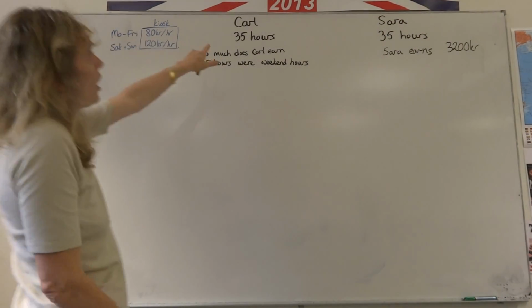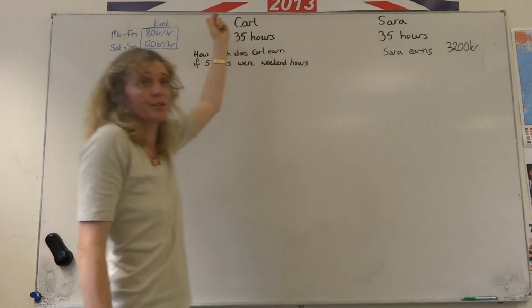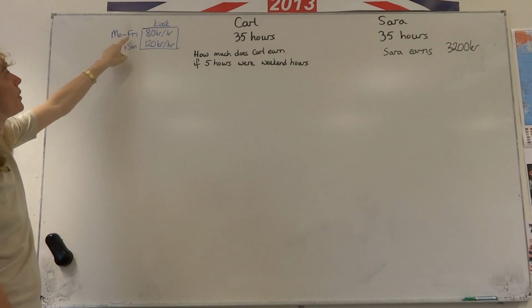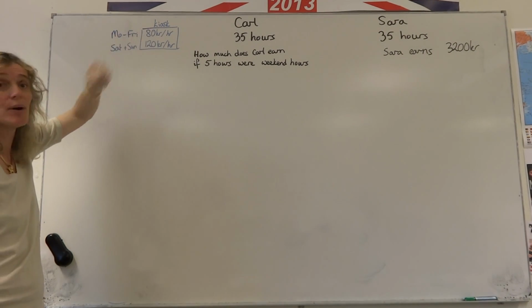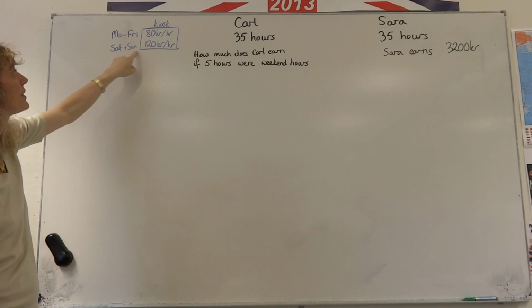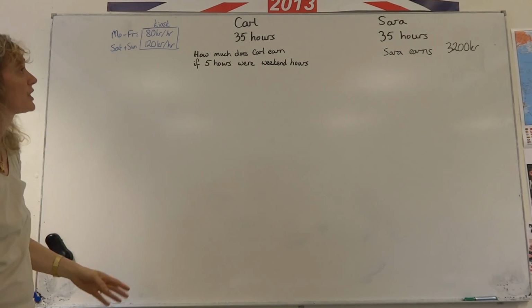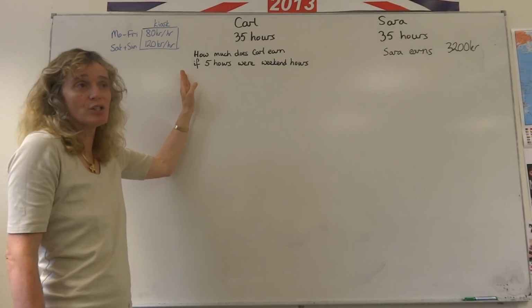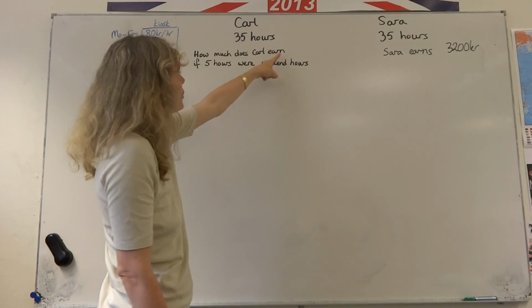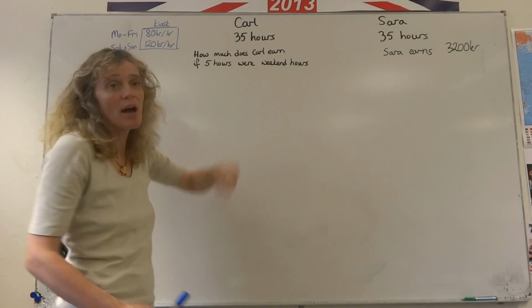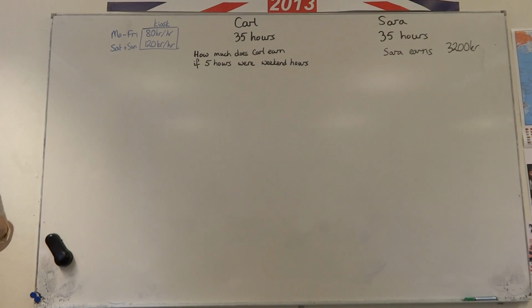So we got Carl and Sarah, and they're working in a kiosk. And if they work Monday to Friday, they earn 80 kronas an hour. And if they work Saturday and Sunday, they earn 120 kronas an hour. And we've got two parts to the question. Part A is, how much does Carl earn if 5 hours of his working time is weekend hours?